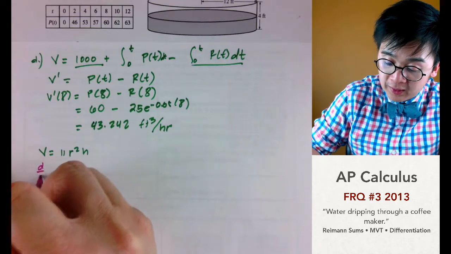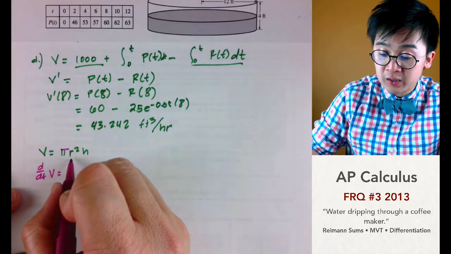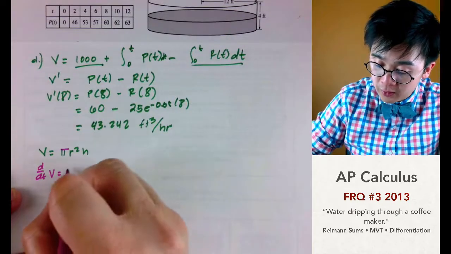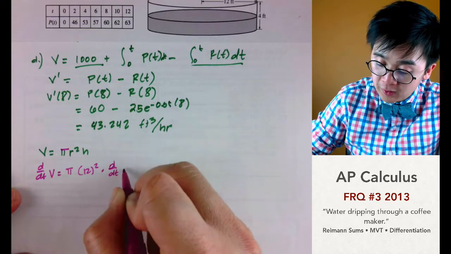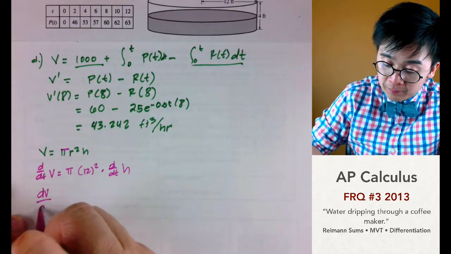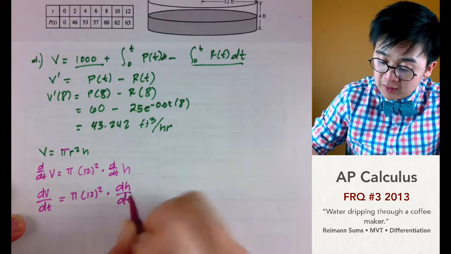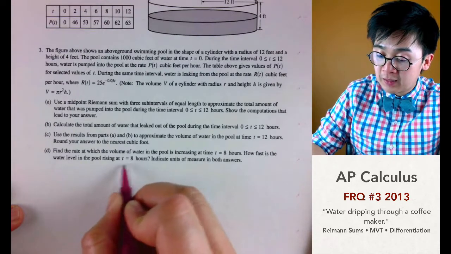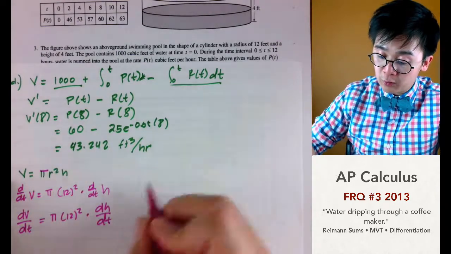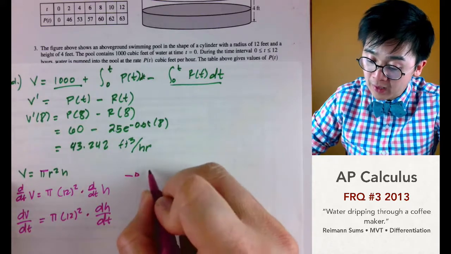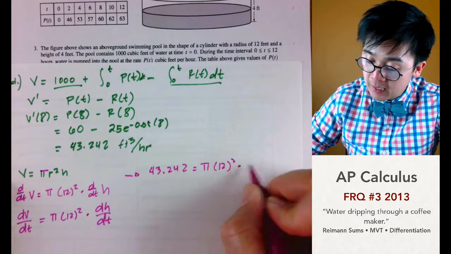So we are going to find d/dt of V, and since they're both constants, because we know the value of r, which is given to us, the radius is equal to 12 feet. So this one is going to be pi times 12 squared times the derivative of h with respect to t. So this one will give us dV/dt equal to pi times 12 squared times dh/dt. So in this case, we're looking for t equals 8. So we already have the value of dV/dt at 8, which is 43.242. So all we need to do is to plug it all in. So we have 43.242 equal to pi times 12 squared times dh/dt.